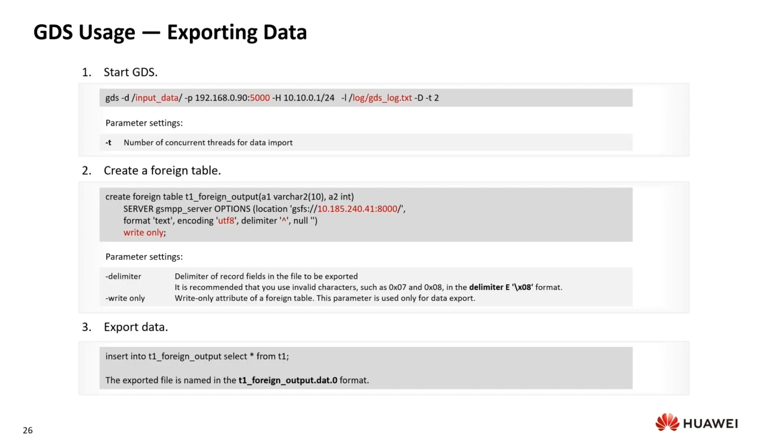The process for exporting data is similar to the one we just talked about. For exporting data, first we start the Gauss data service, and next we create a foreign table with the write-only format, and then we run insert into foreign table and select from the table to export data.